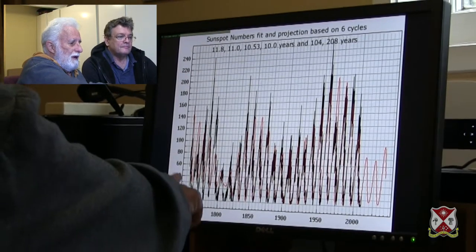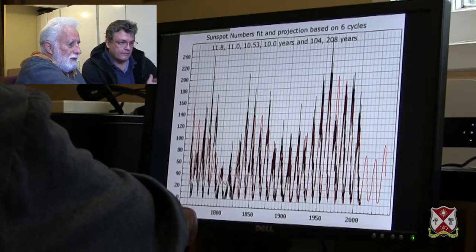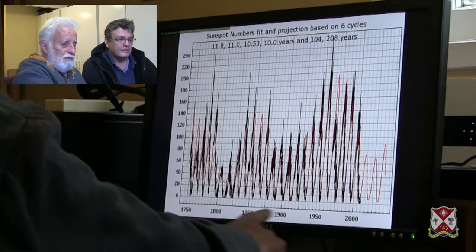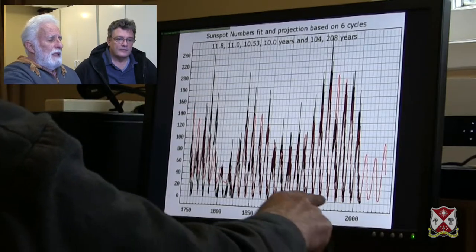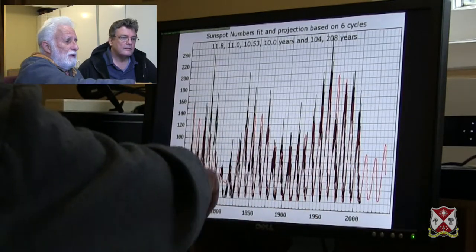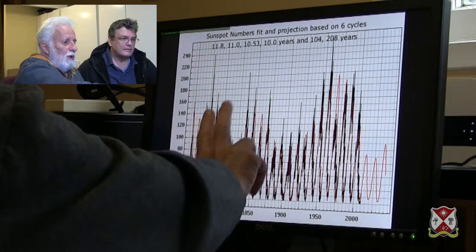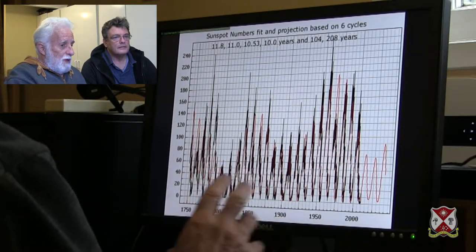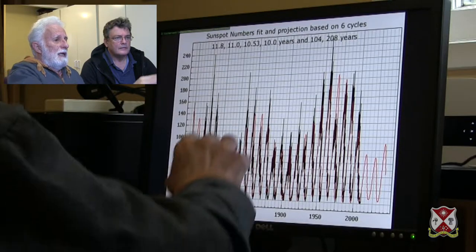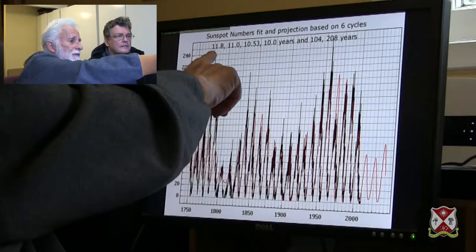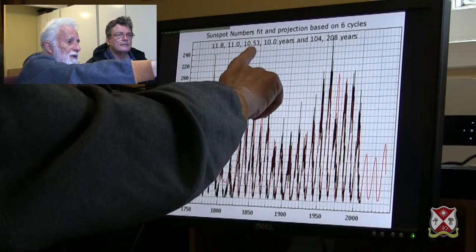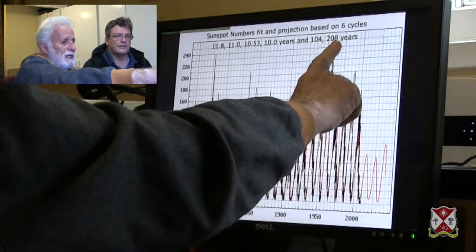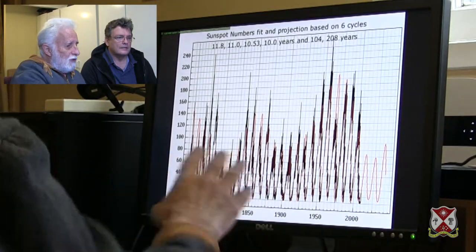This shows, the black graph shows the actual solar sunspot numbers from before 1750 through to after 2000. And so you can see this business that the cycle gets larger and smaller. The red graph is a reconstruction made from four periods, 11.8, 11.0, 10.53, 10.0 years, and also 104 and 208 years. And between those, it makes a reasonable reconstruction.